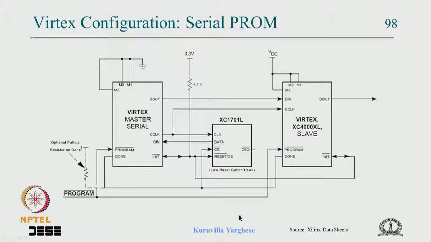So this shows a serial configuration where one FPGA is a master and another FPGA is a slave, which is configured by the mode pins. Three mode pins are there; in the current FPGAs there are only two mode pins. This one is in the master mode and this one is in the slave mode, and you can see there is a serial PROM. The clock for the serial PROM is given by the master FPGA. The slave FPGA also gets the clock from the master. The serial PROM is connected to the data input of the master FPGA, and the data output of the master FPGA is connected to the data input of the second slave FPGA.